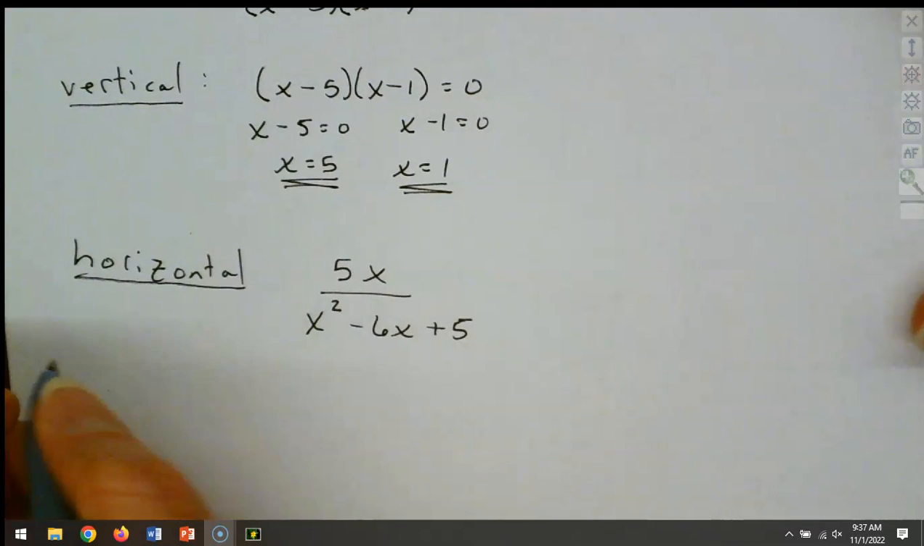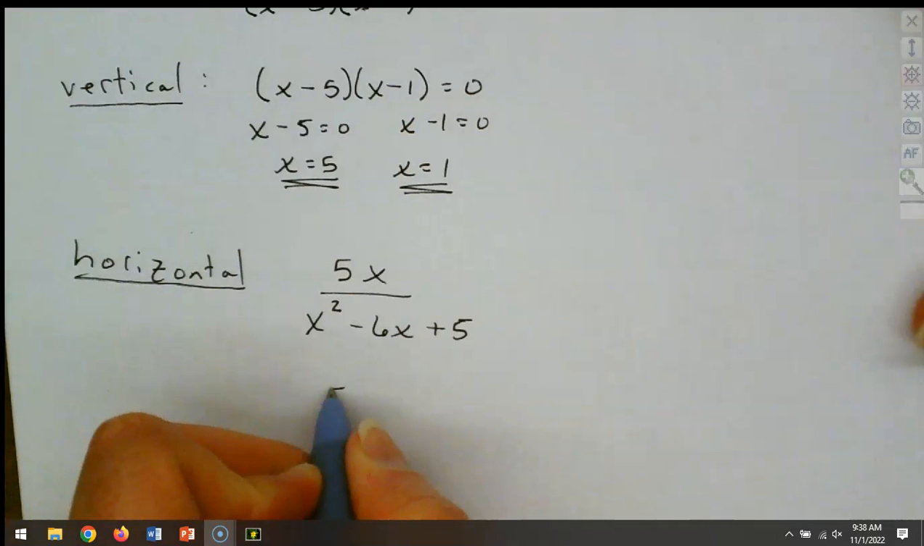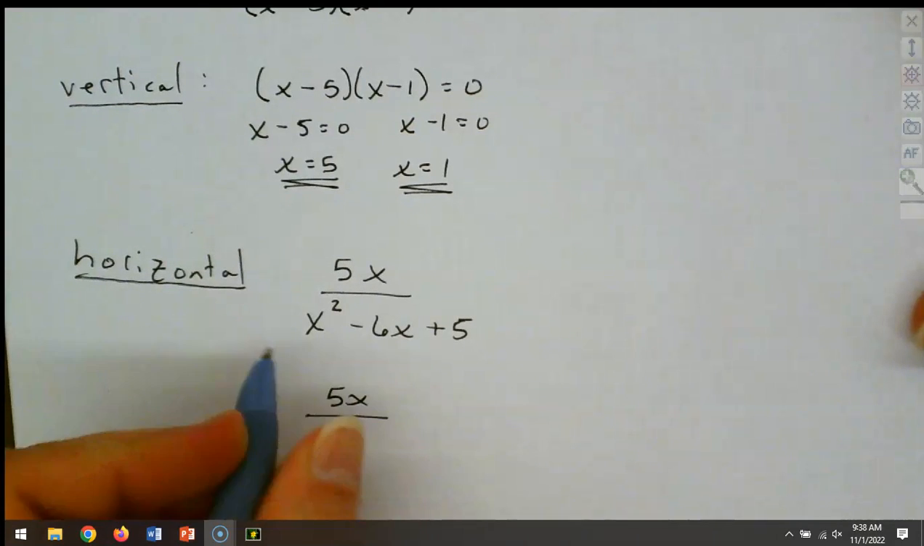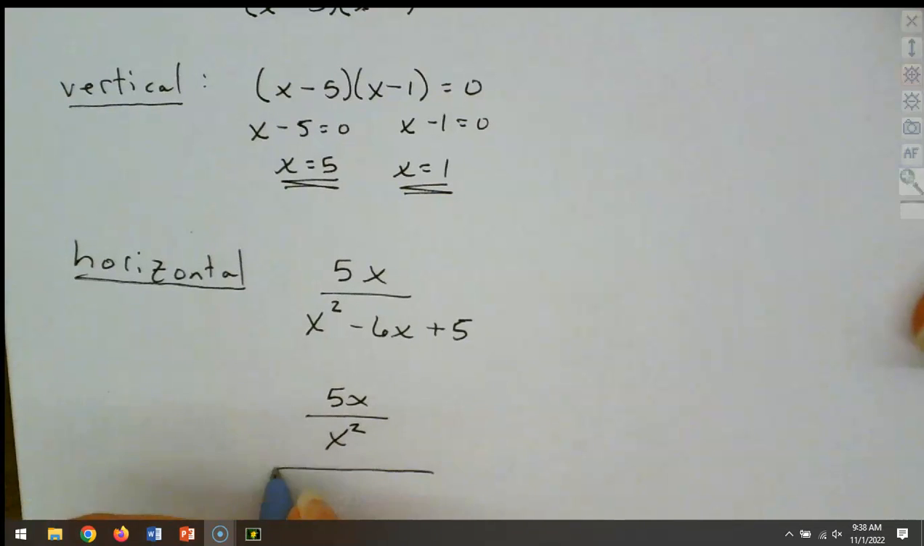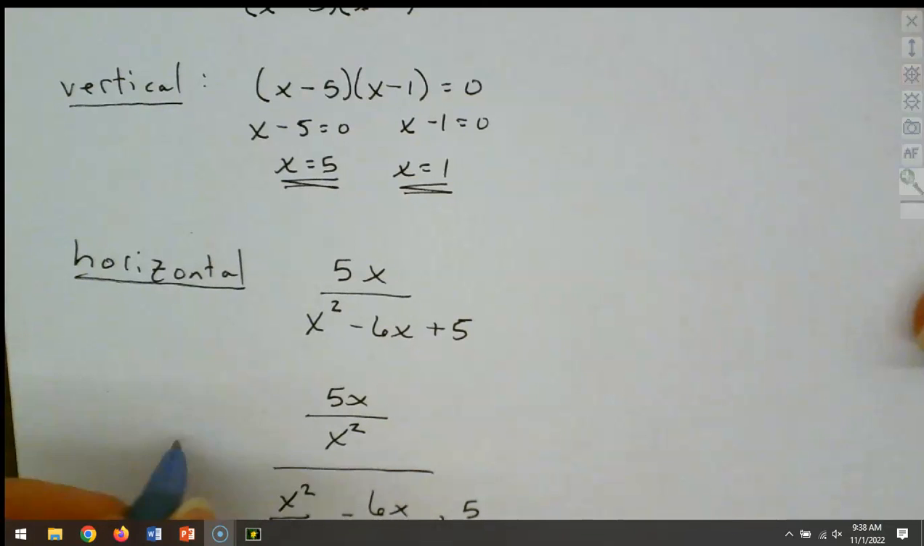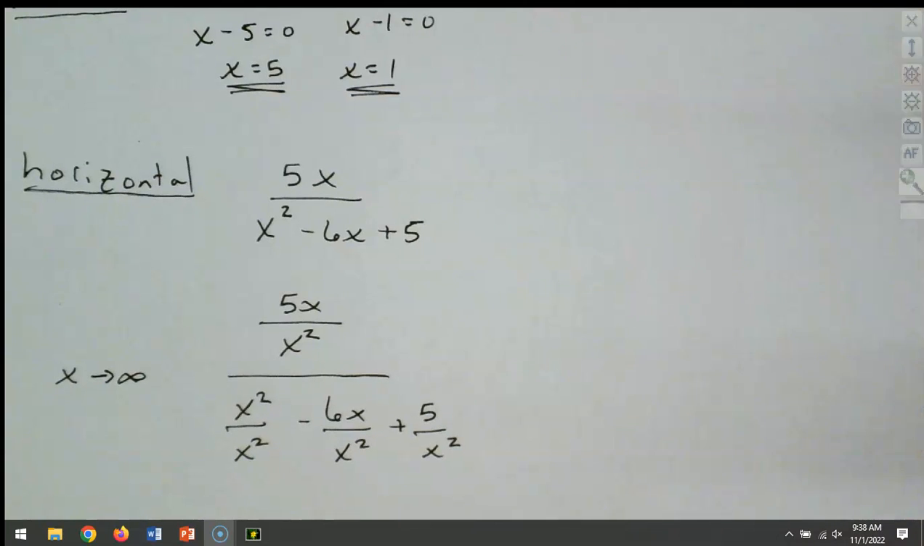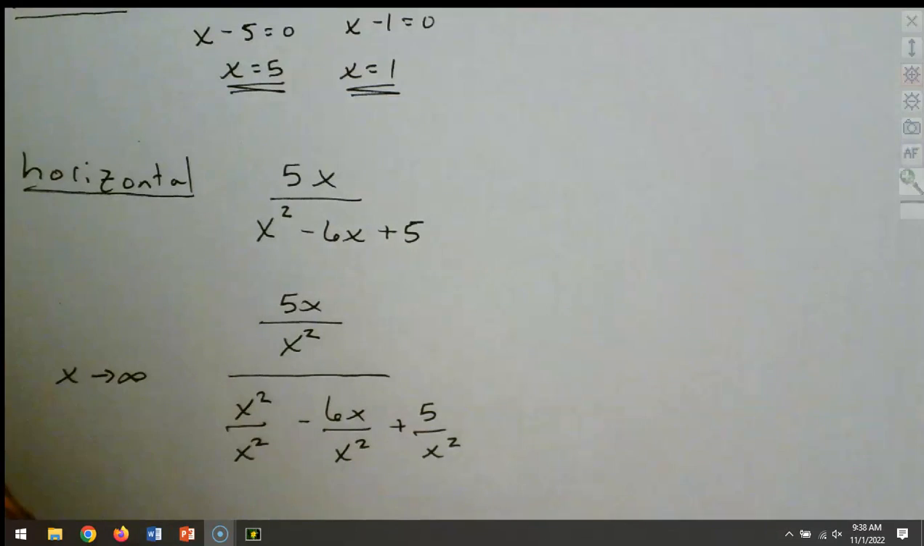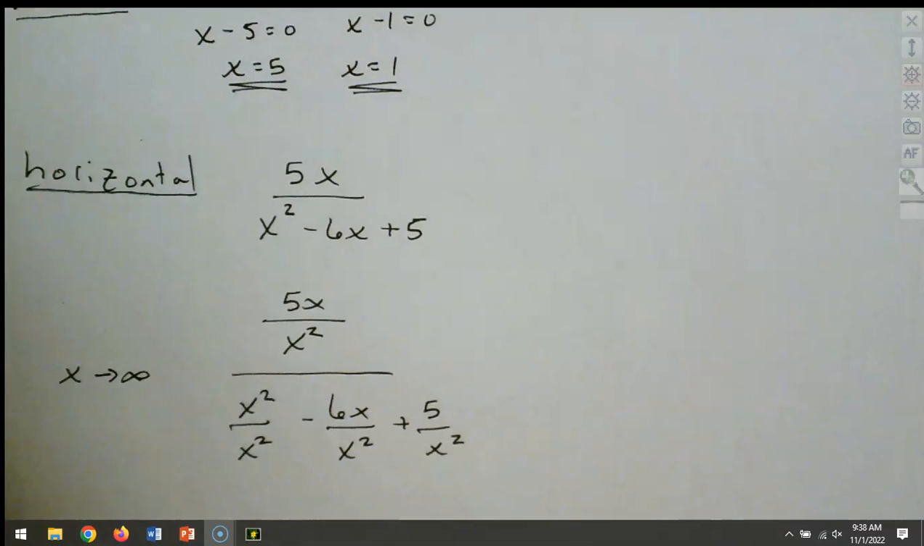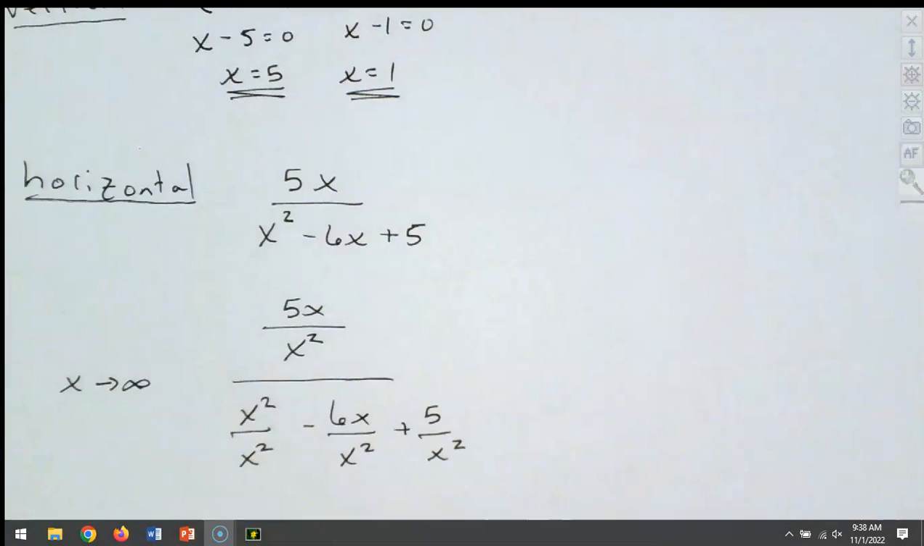So we're going to go ahead and rewrite this now as 5x over x squared, and then we've got x squared over x squared, a minus 6x over x squared, and then a 5 over x squared. Now, as x goes to infinity, everything that does not reduce down to a whole number is going to be gone. So a lot of these are going to go away.